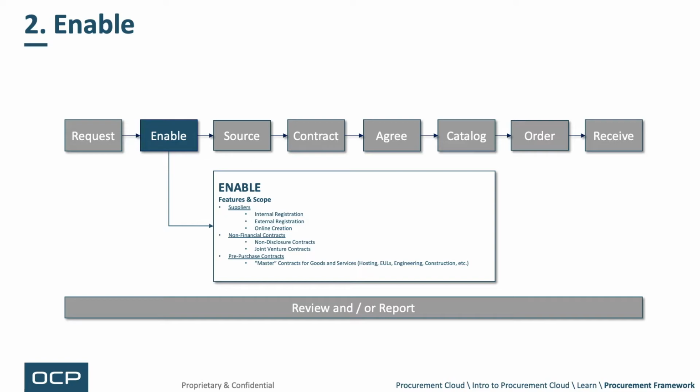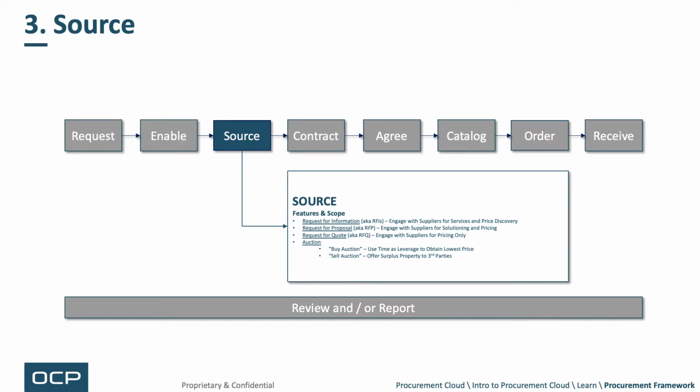So enablement really refers to three things: suppliers, non-financial contracts, so think of non-disclosure agreements or contracts, joint venture, these types of contracts, as well as pre-purchase contracts. So master professional services, master service, master hosting, master end user license. These are all buyer-supplier contracts that occur before or govern the SOW contracts that result later as a result of a specific purchase, as opposed to being one contract which governs the entire grouping or relationship between those buyer and supplier.